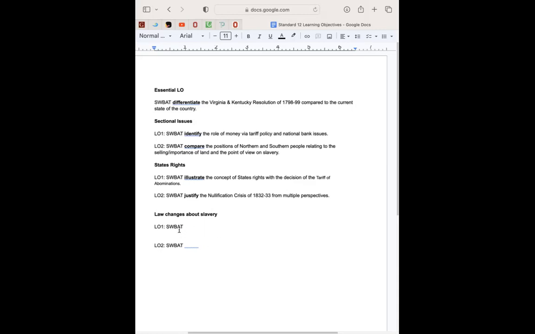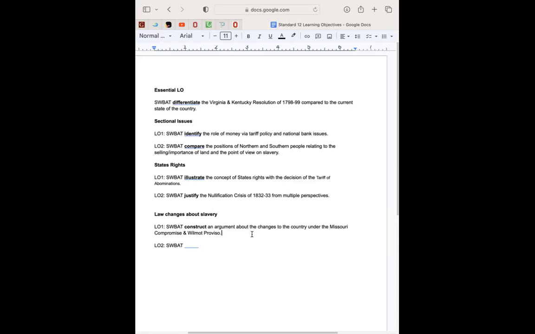So these law changes about slavery, learning objective 1: students will be able to construct an argument about the changes to the country under the Missouri Compromise and Wilmot Proviso. So you could take both of those, talk about them in a myriad of ways and come up with an activity of some sort that allows your students to construct arguments explaining how the country is actually changing with the laws being passed by the government.